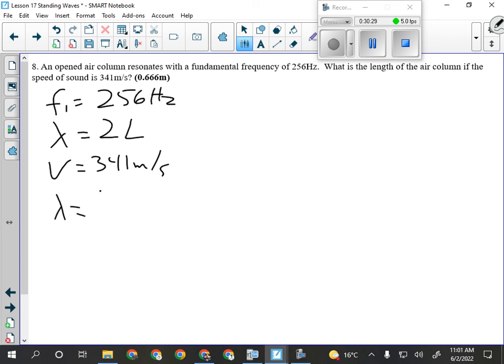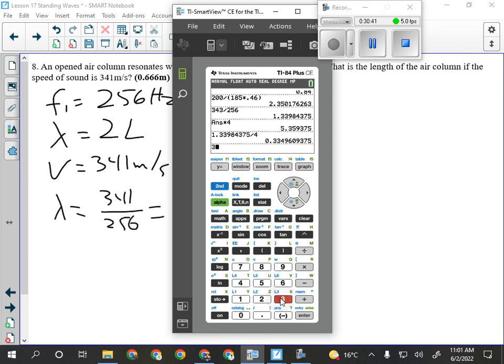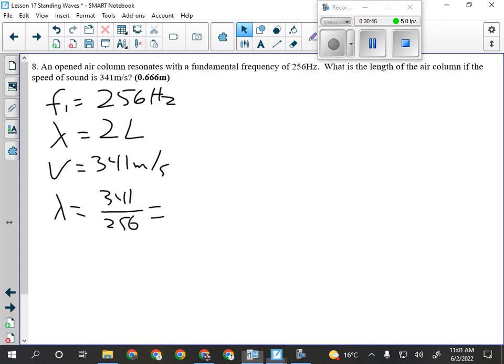So I'm going to calculate the wavelength, 341 divided by 256, which is still going to give me that 1.35 or whatever it was on the last one. Oh no, it was 343 on the last one, wasn't it? Okay, 341 divided by 256, so we got 1.33 meters. If I want to find L, it'll be lambda over 2, and that'll give us our unlucky number. All right, everybody all right with that one?